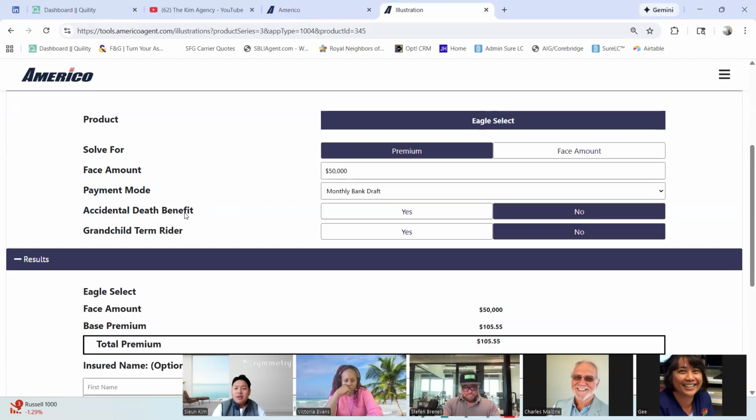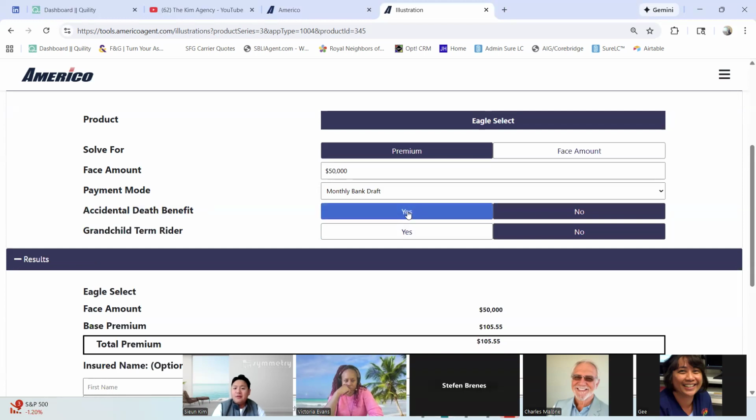And this accidental death benefit, I think it's a great value because this will double the death benefit if the client dies of an accident like a slip and fall or car accident. And let me just show you. Without the accidental death benefit, $50,000 coverage is only 105. So if you have a 40-year-old client who has some pretty big health issues, like they had cancer 5 years ago, or they had a heart attack 3 years ago, those types of clients, even though they're young, only in their 40s, this could be a great option.